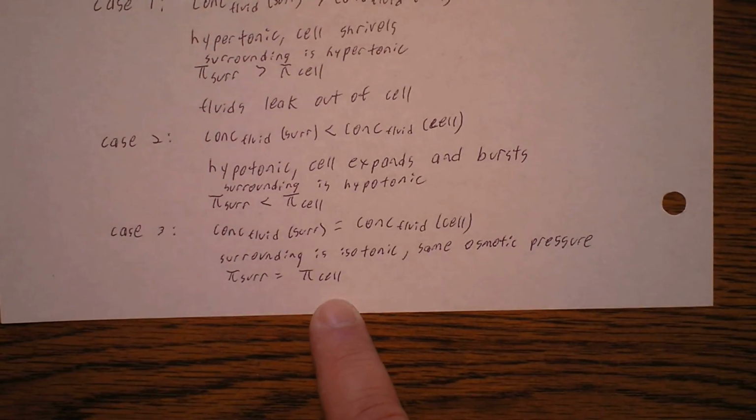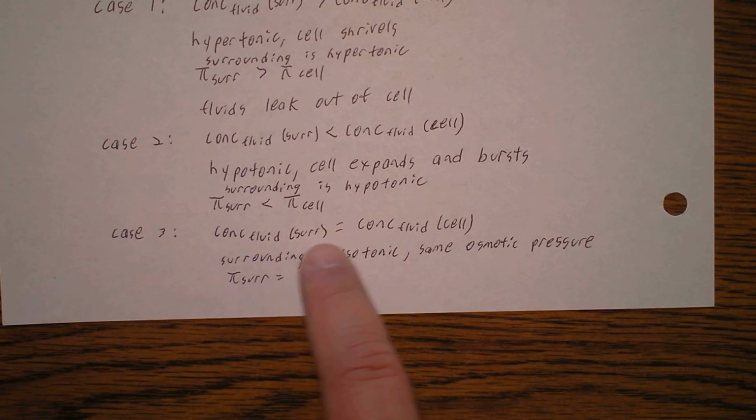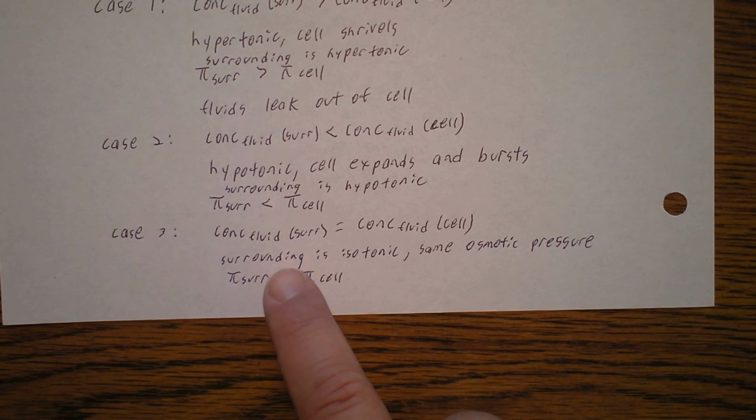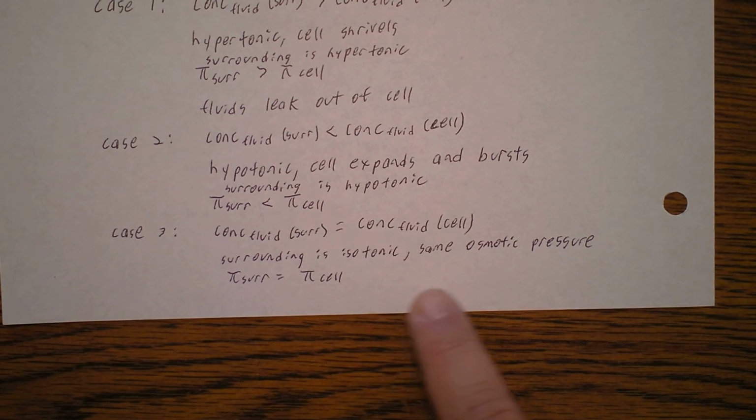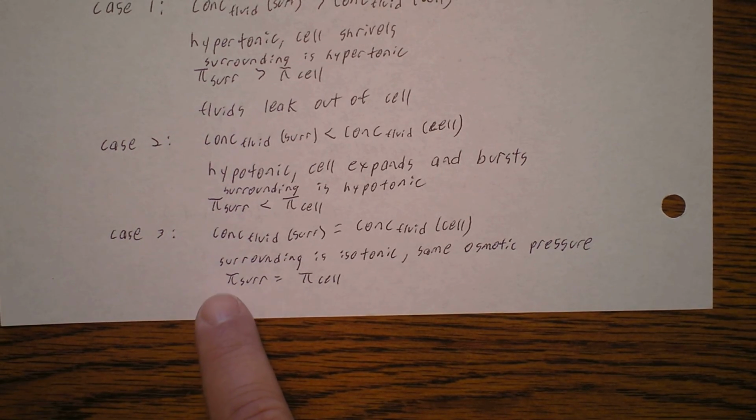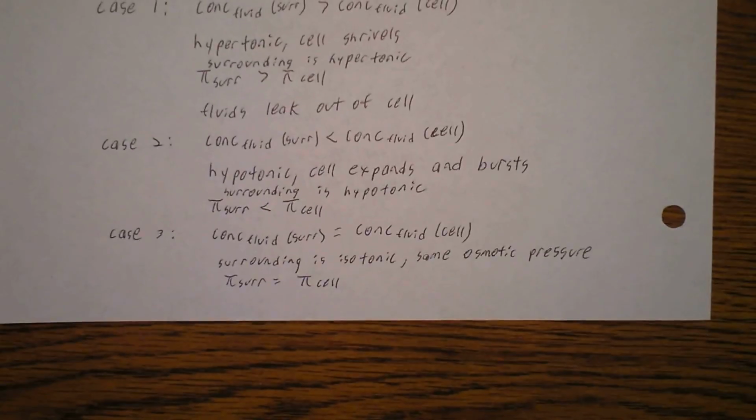And of course, then the third case is if the concentration of the fluid in the surroundings is equal to the concentration of fluid in the cell, then we say the surrounding is isotonic with the cell, which means they have the same osmotic pressure. The osmotic pressure in the surroundings is equal to the osmotic pressure in the cell. Okay, that is the end of section 4.